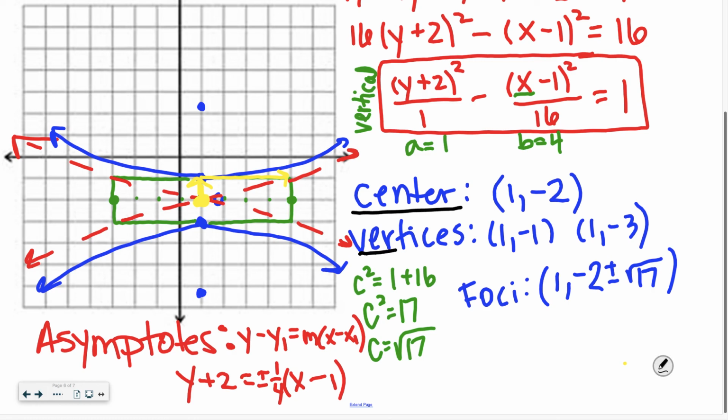So for each hyperbola, make sure we're getting the center. Use a to find your vertices. A squared plus b squared equals c squared. Your foci are going to be in the same direction from the center that your vertices were. They're just going to be further out this time. And then b will help you draw your rectangle so that you can identify your asymptotes.